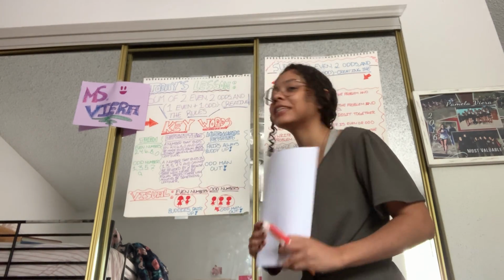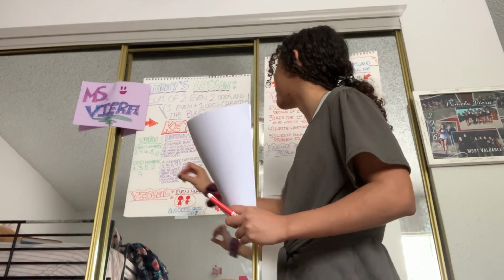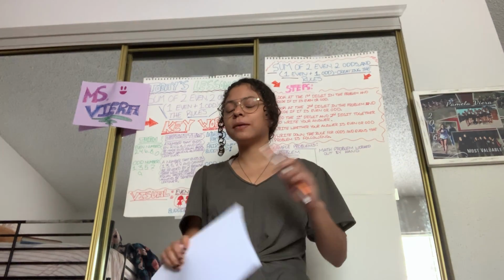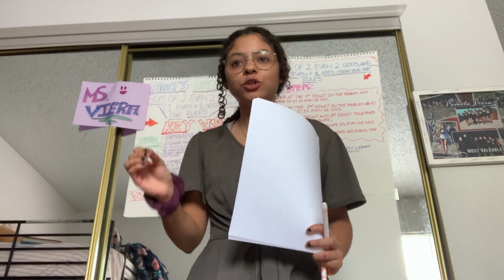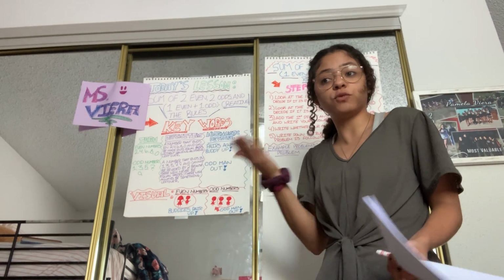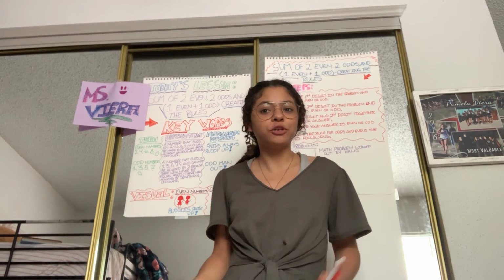Okay, so for today's lesson, we are going to talk about the sum of 2 evens, 2 odds, and 1 even plus 1 odd. And we're going to create the rules. Okay? But, of course, before we do any math problems, we have to know the key terms or the key words that are used in these math problems, right? Because if we don't know them, how are we supposed to know what they are and how to solve the problems? Am I right?